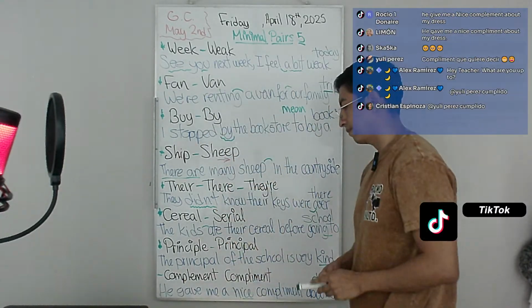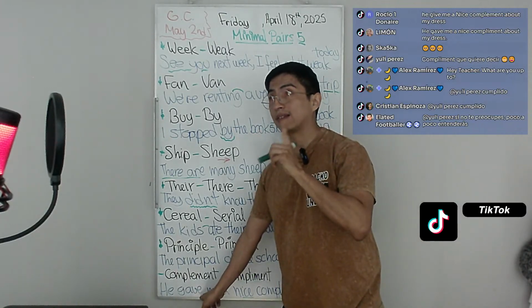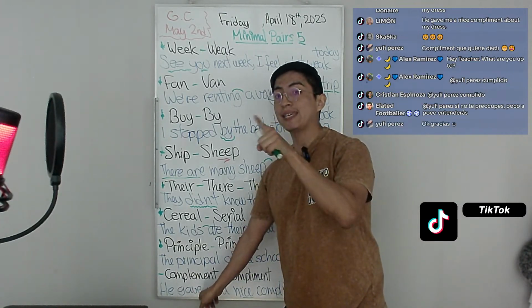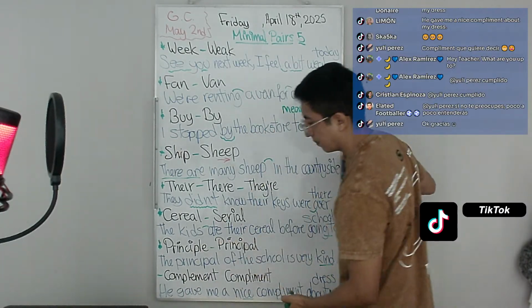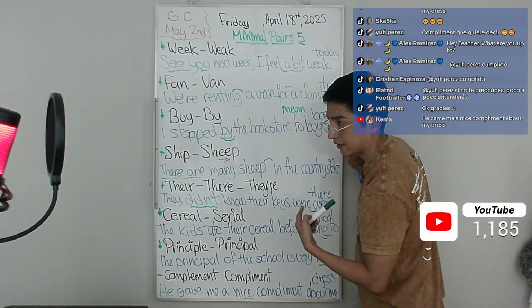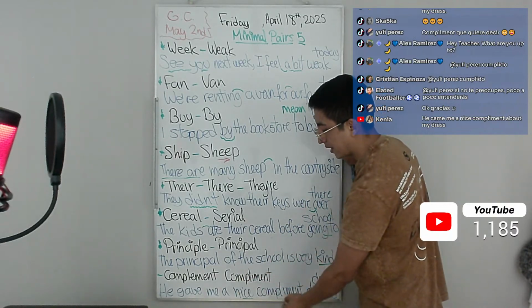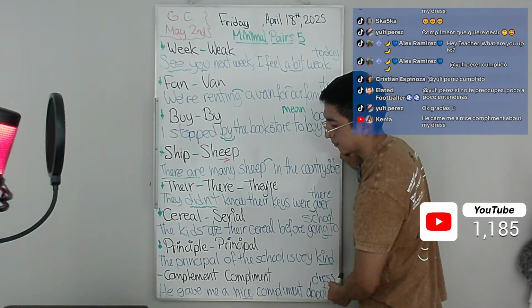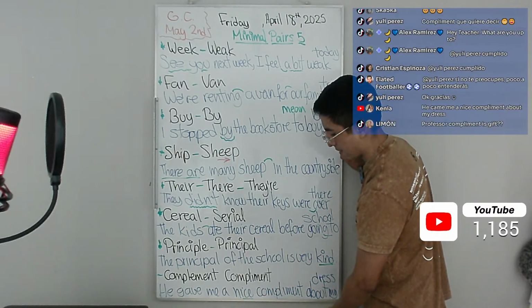Very good. Okay, gave, gave. In this case, the simple past form of give. Give, gave. Okay, again, please. He gave me a nice compliment about my dress. Listen and repeat aloud if you can. He gave me a nice compliment about my dress.